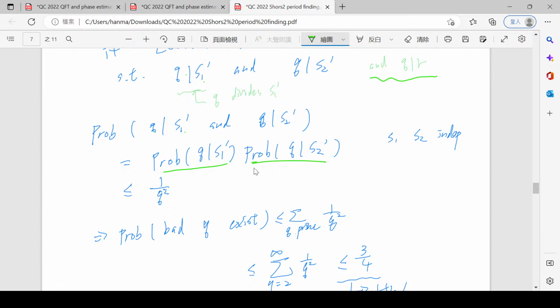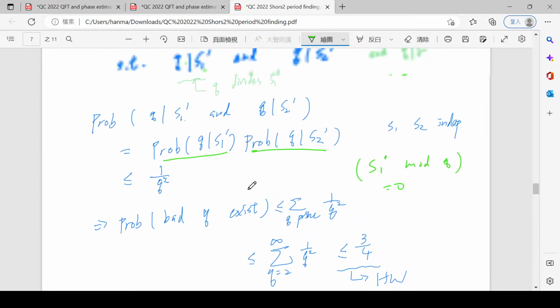Well, S1 prime and S2 prime are chosen uniformly, so we're thinking about S1 prime mod Q. Q doesn't even matter whether it is prime or not. If S1 prime is chosen uniformly, then there are Q possibilities, and if one of them is mod equal to 0, then the probability is 1 over Q. Similarly, this probability is also 1 over Q, so you just have 1 over Q squared.